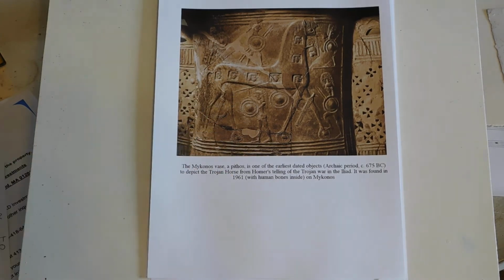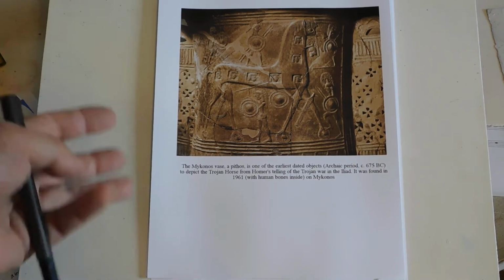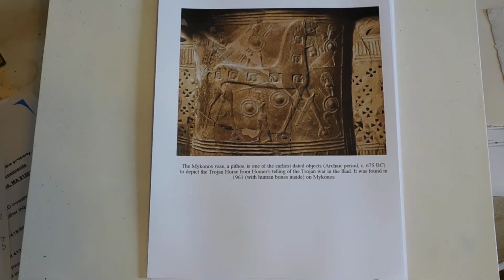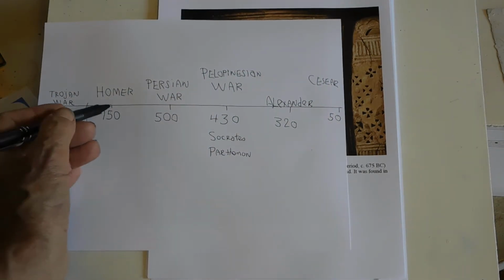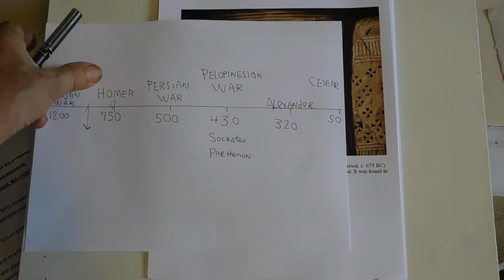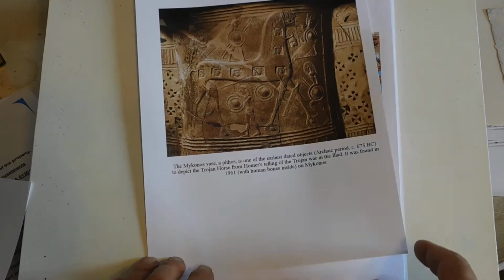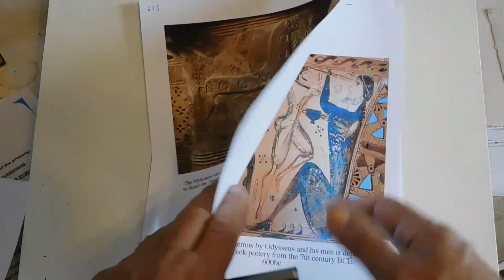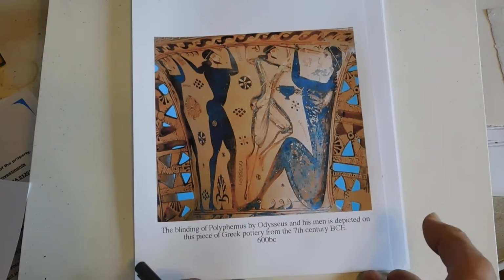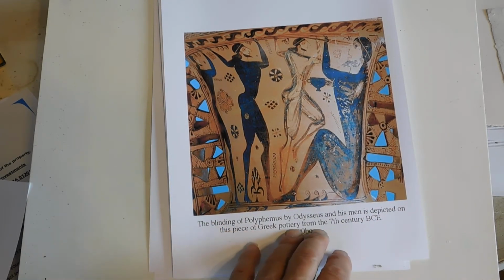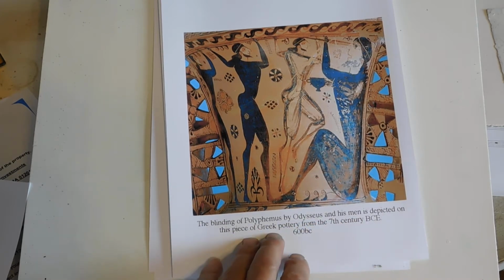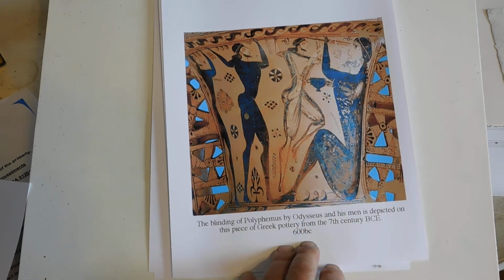There's a very early example of the attempt to illustrate the story of the Trojan War in pottery. This is 675 BC. So this is the age of Homer that this horse with the faces was done. This is 600 BC. Here we have, this says, the binding of Polyphemus by Odysseus and his men, as depicted on this Greek pottery, 7th century, 600 BC.